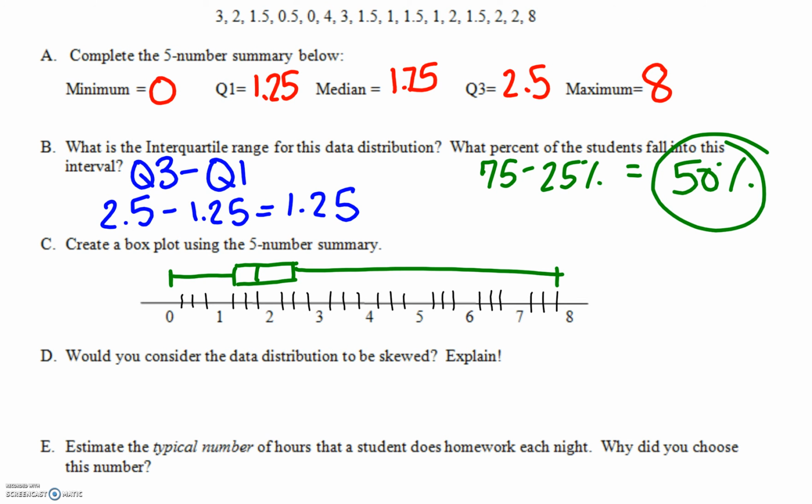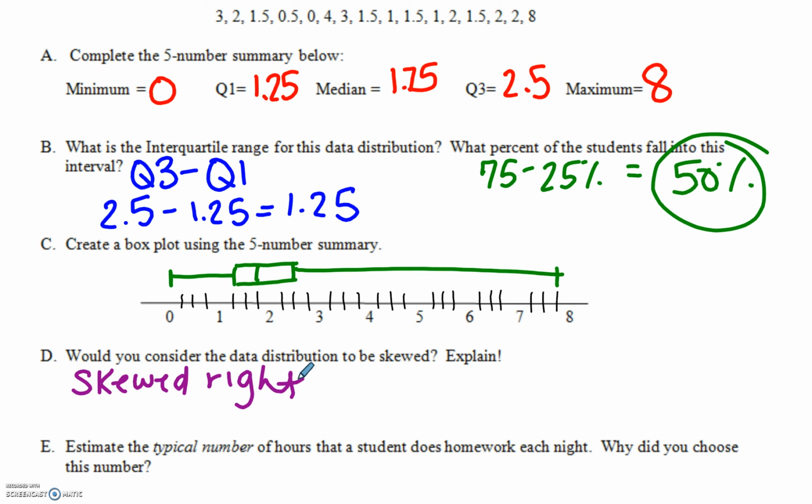For part D, would you consider the data distribution to be skewed? So our distribution we did look at from the previous lesson. So we're talking about, is it normal, equally distributed? Is it skewed left or skewed right? So for this example, we should see that it's skewed right. Skewed right just means there's an outlier to the right that's pulling or stretching our box plot further.